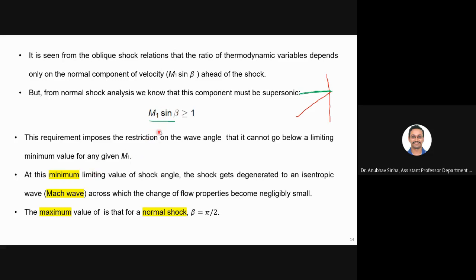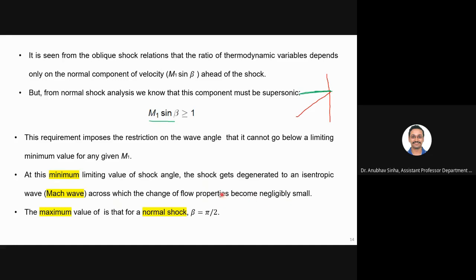So for the minimum value of shock angle, when sine beta is minimum, the shock basically behaves like a very weak isentropic wave, which we call a Mach wave. We will also explore this in detail in later slides. Across a Mach wave, there is a very negligible change in flow properties. It will not be a strong or step change as you would expect for a shock, but a gradual or very small change.